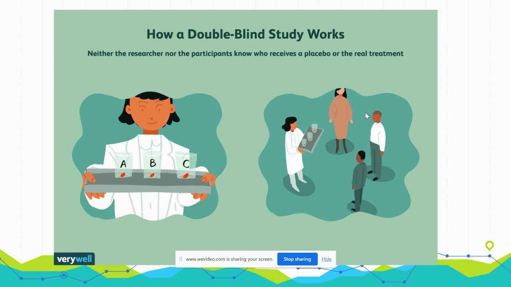In a double-blind study, we say the researcher should also not know specifically which participant is getting which thing, the medicine or the placebo. Right. So what is a variable?